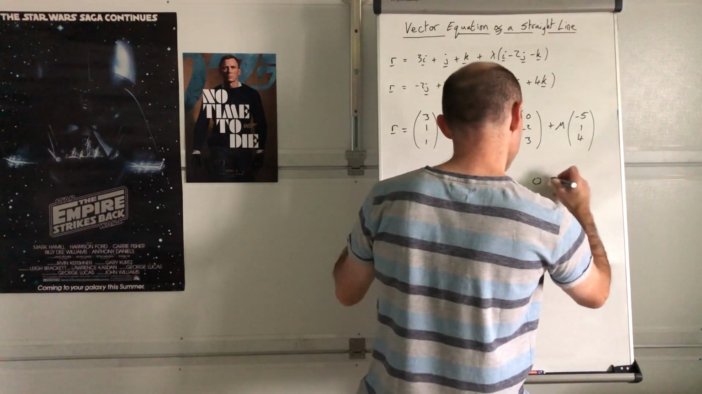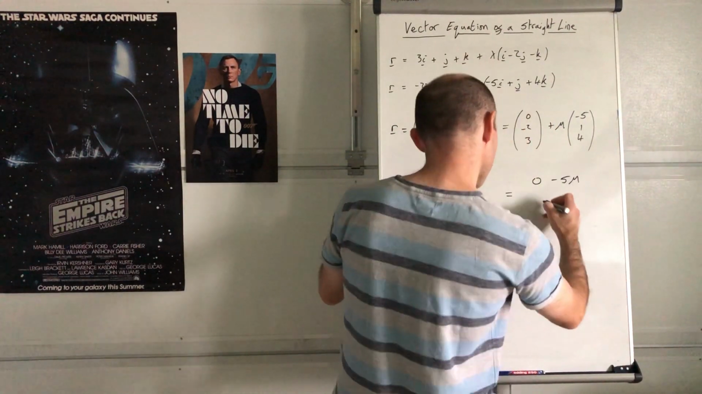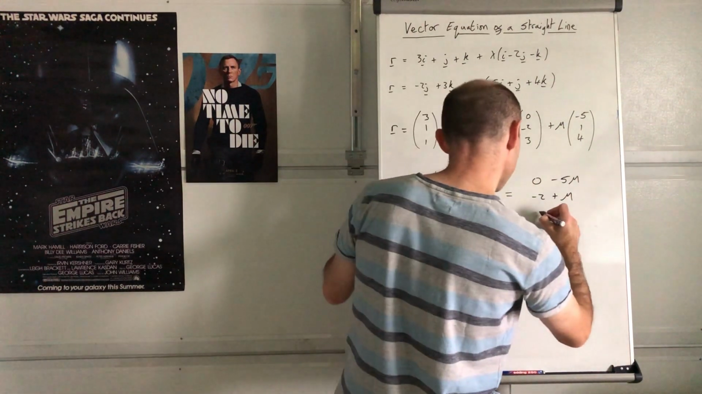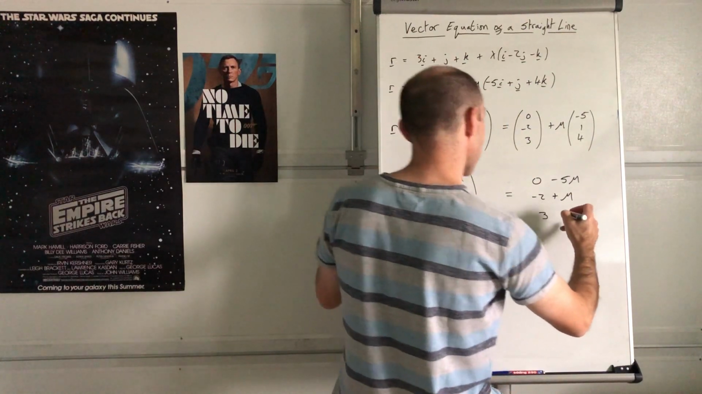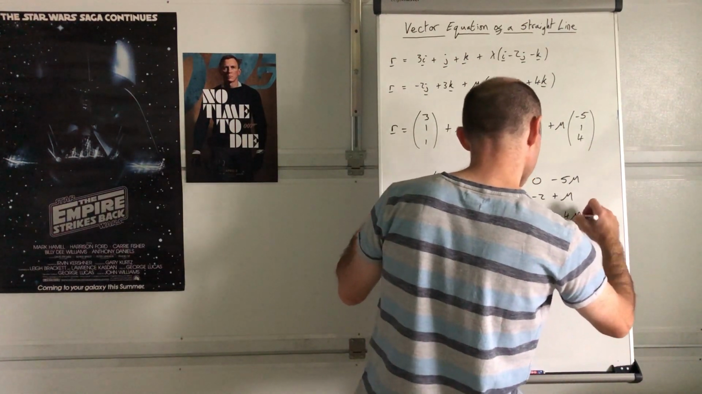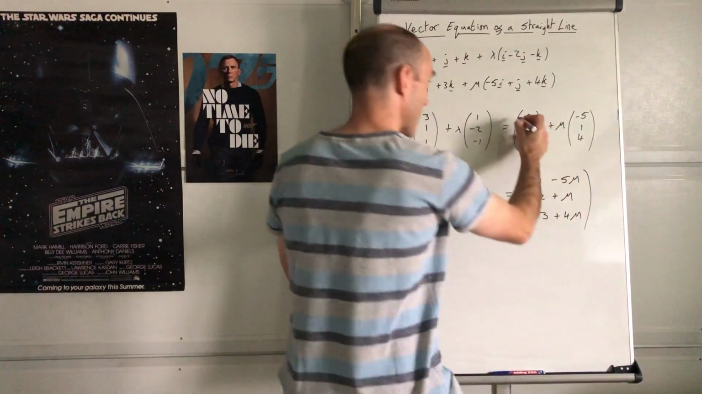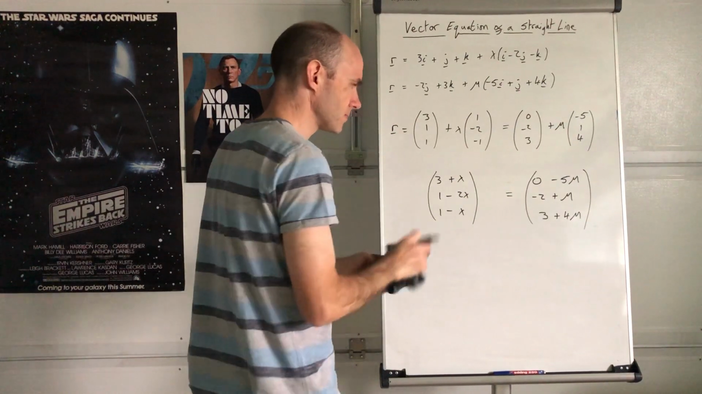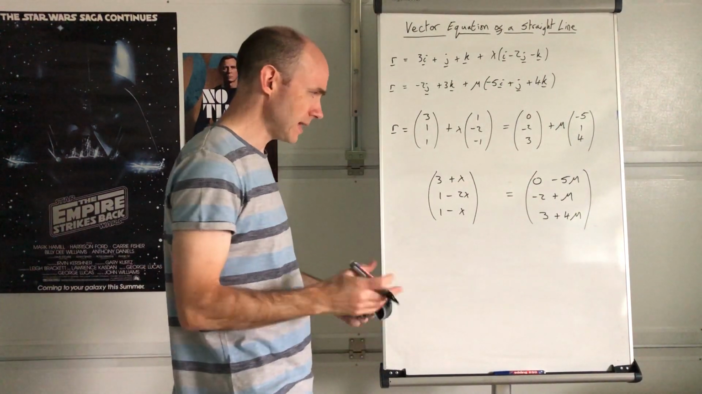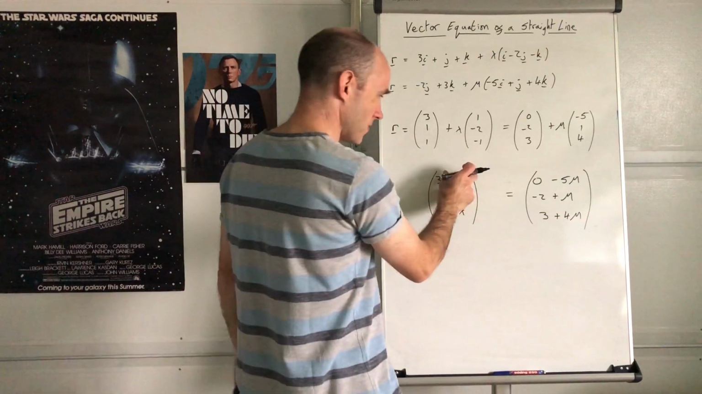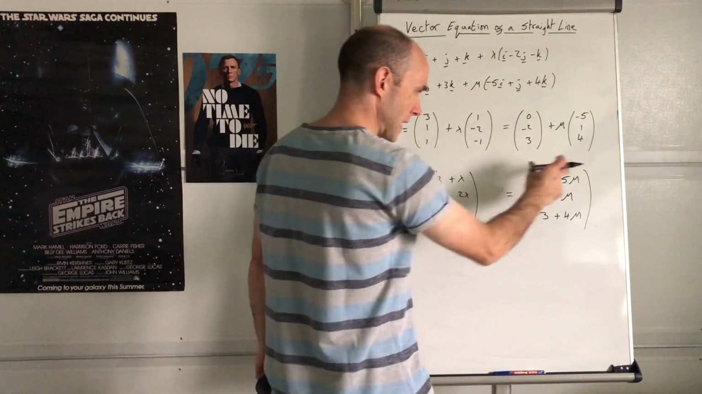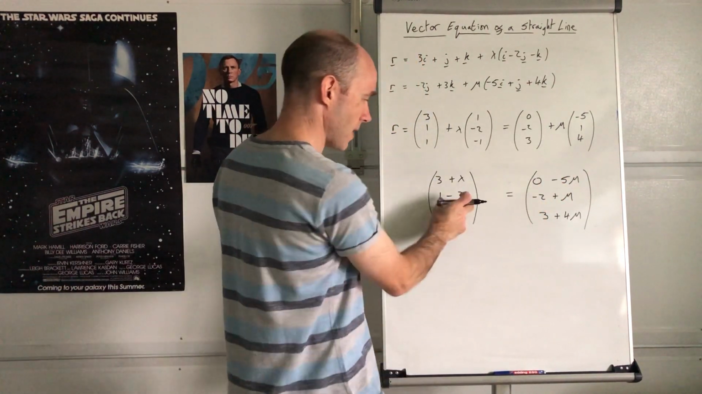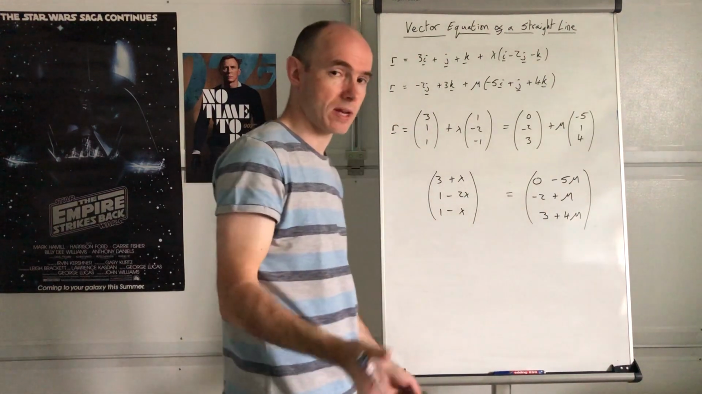Okay, so that would be (0 minus 5 mu, negative 2 plus mu, and then 3 plus 4 mu). So I'm just checking that I've written everything down properly. So your x coordinate, y coordinate, z coordinate. Now we rub that off. Okay, you see that? Now, because that x coordinate must be equal to that x coordinate, we can just write down that equals that. That y coordinate must be equal to that y coordinate, because that's how straight lines work.